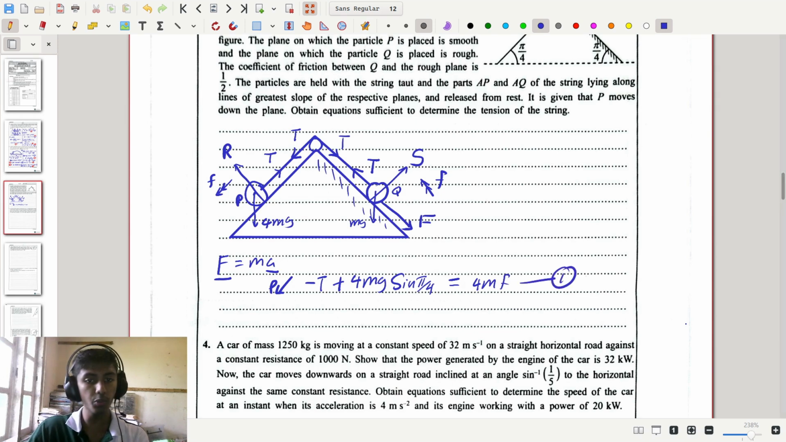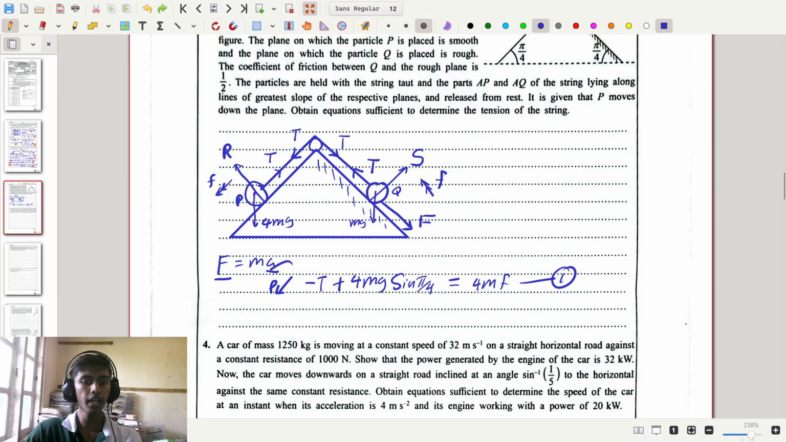You can see this equation contains T, which we want to find. It contains 4mg, where m is a known variable and g is a known variable, and of course the sine of an angle is a known variable. But it also contains this value here, f, which is unknown. Now in order to find f, we need to construct more simultaneous equations.